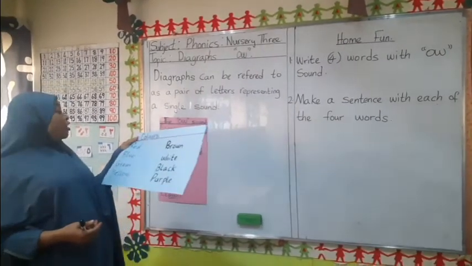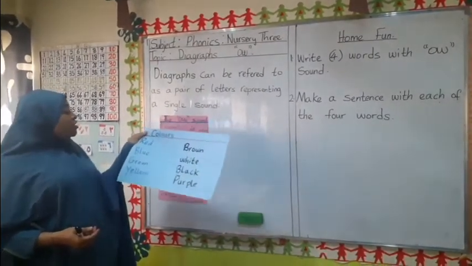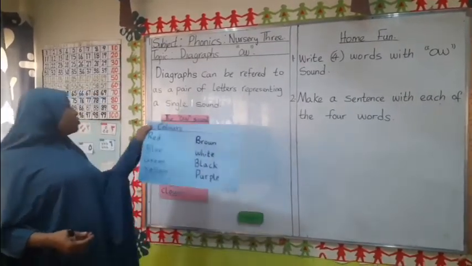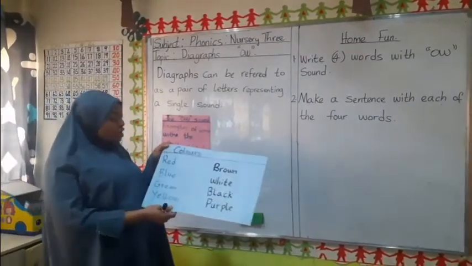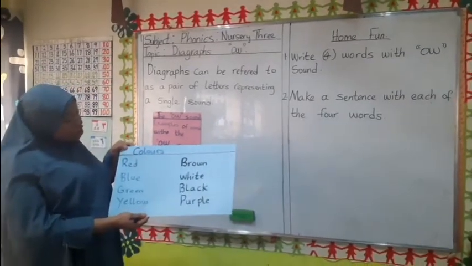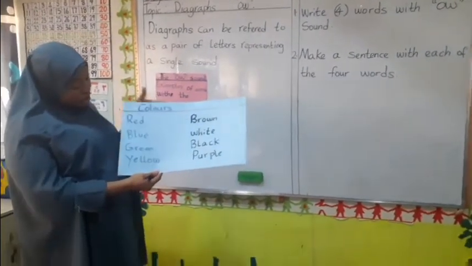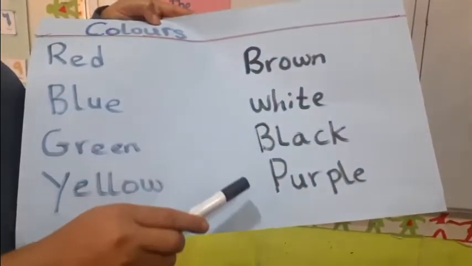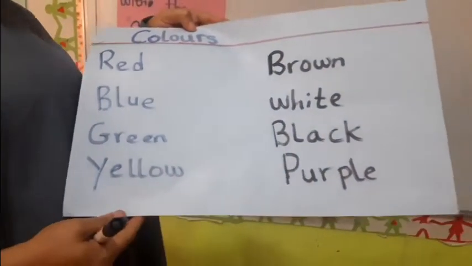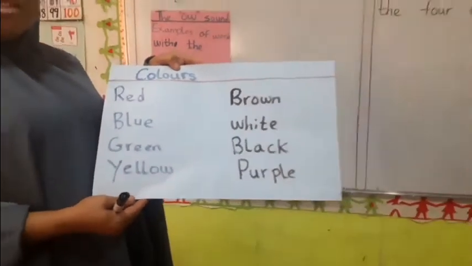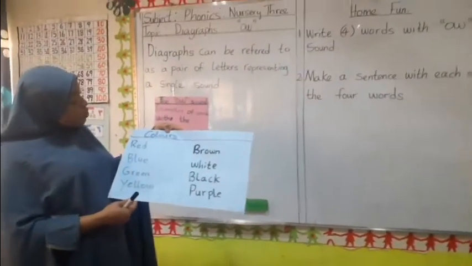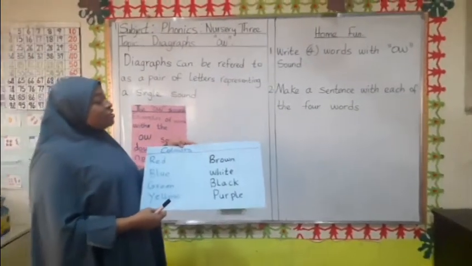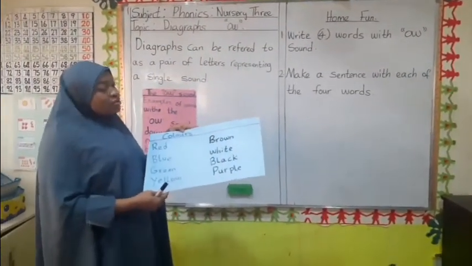We talked about colors, making simple sentences with colors. This is not part of what we are doing, but just to remind you and bring you back. We talked about red, blue, green, yellow, brown, white, black, and purple. These are the colors we used in making sentences before we went on break. So, mashallah, I hope we can still make sentences with these colors.